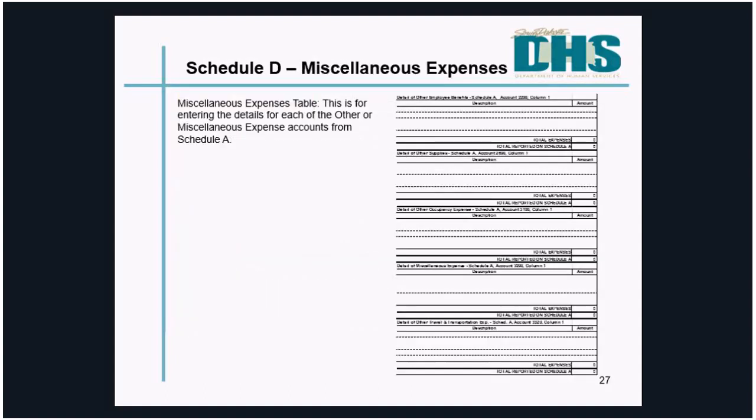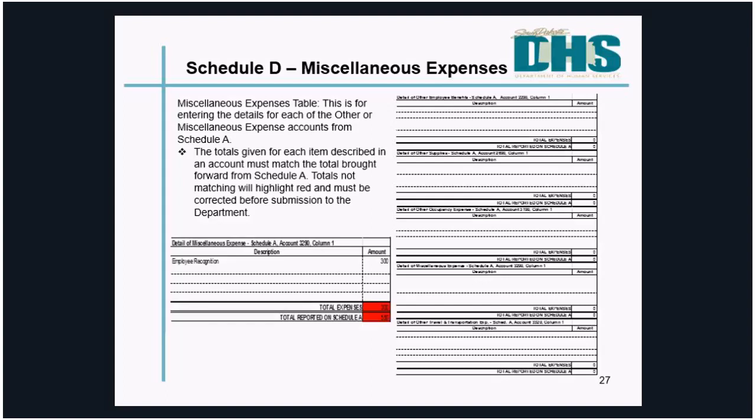Schedule D is miscellaneous expenses. This is where all those items from Schedule A and the other or miscellaneous categories will come to. There's a line in each section. Bottom line will be total reported on Schedule A, and then just above that will be a total of the expenses you've broken out. So as you can see in this example, employee recognition, there was another miscellaneous expense reported for account 3290 of Schedule A for $550, and so far the amount that this has been identified has only been $300, so it is red. Once those two amounts equal, the red fill will go away in the cells.